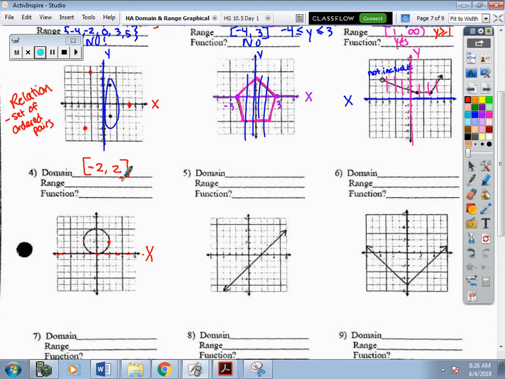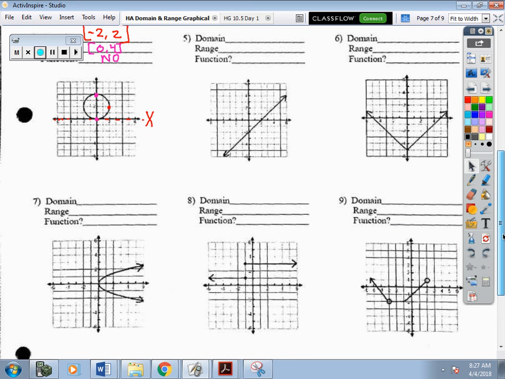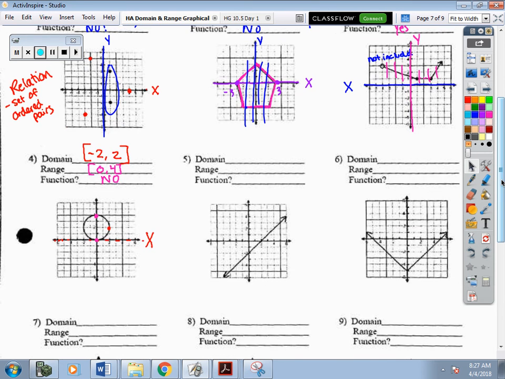How about our range? Jade. Bracket 0, comma 4. Good. Touches at 0, touches at 4. Is it a function? No. They're all going to be different, so you can't just say, oh, it's always going to be this or always going to be that. And we have a whole mixture of these that you'll be practicing today.